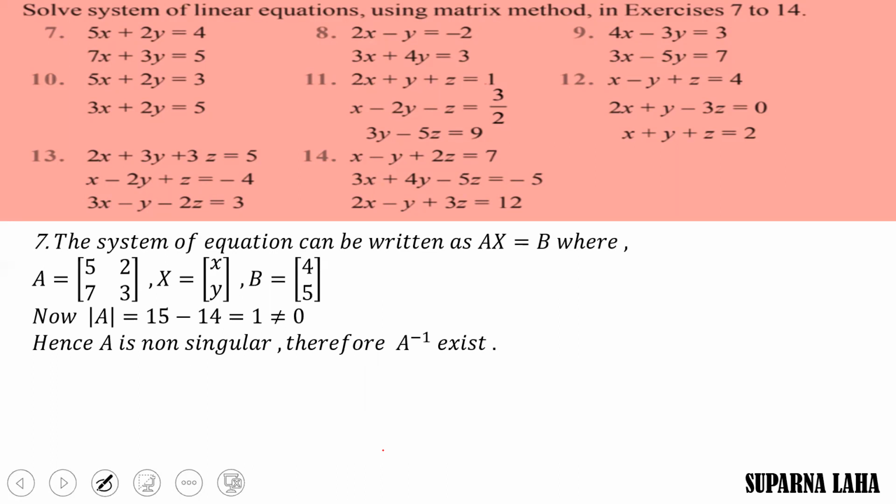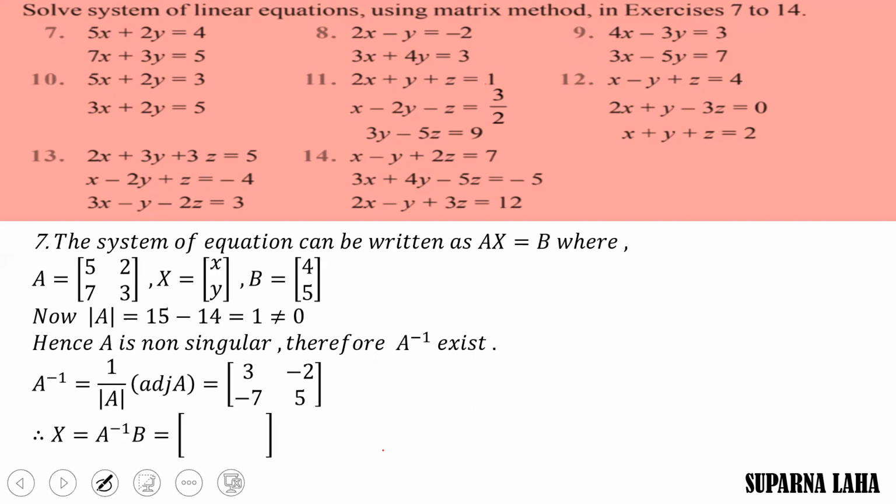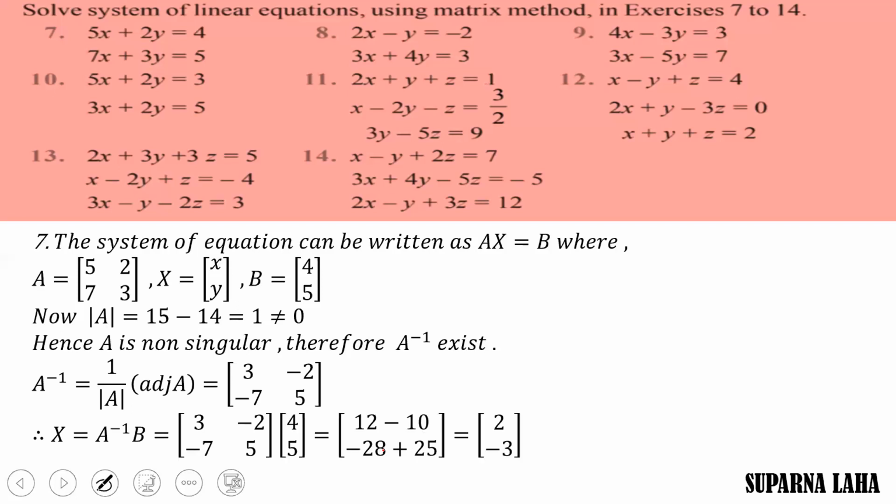Now if A inverse exists, we can easily find A inverse equals 1 upon determinant A into adjoint A. Now it is very easy to find the adjoint for a 2 by 2 matrix. Just exchange the diagonal, and for the off diagonal just add a minus sign. And dividing by 1, that will remain the same. Now the formula is X equals A inverse B. So write down A inverse and then B and then simply multiply them.